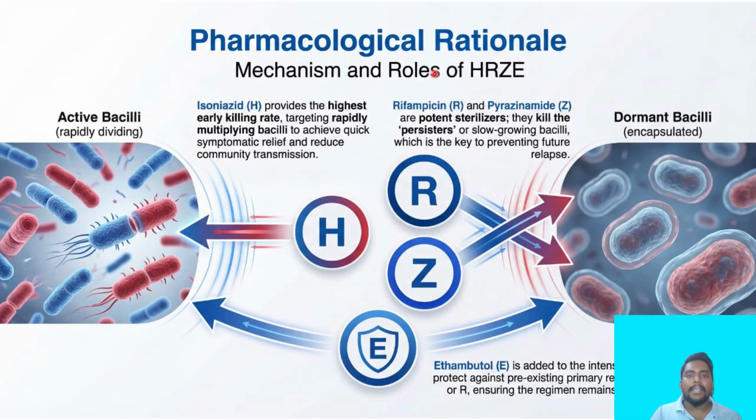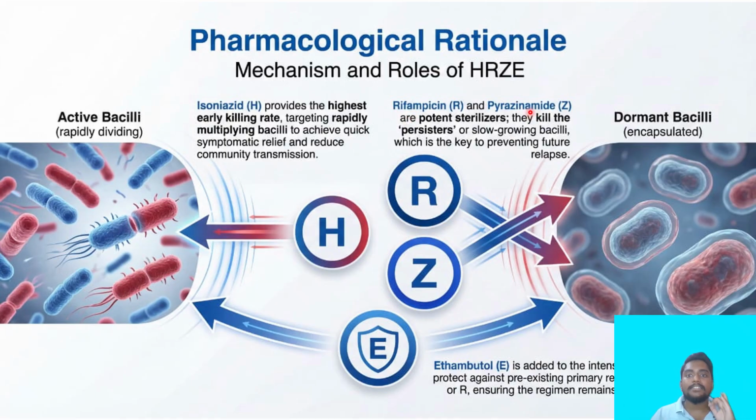Now, the mechanism or roles of the HRZE: isoniazid, rifampicin, pyrazinamide, ethambutol. Isoniazid will actively kill the multiplying bacilli. And rifampicin is like someone removing the bacilli. Rifampicin will act on the extracellular bacilli as well as intracellular bacilli. Wherever it sees the bacilli, it will kill them. That is the role of rifampicin.